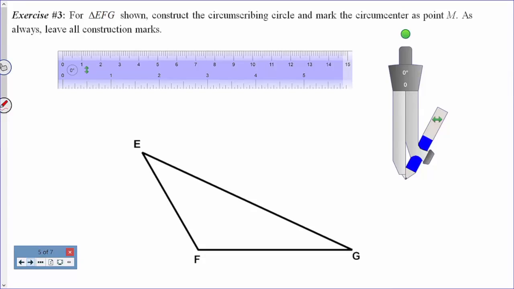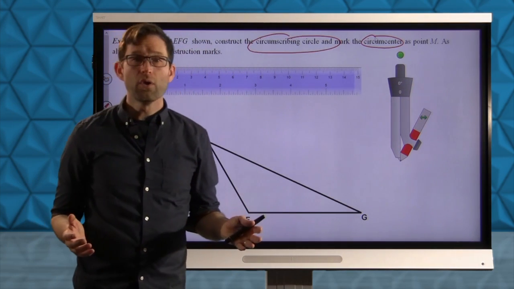For triangle EFG shown, construct the circumscribing circle and mark the circumcenter, there it is, that piece of terminology, mark the circumcenter as point M. As always, leave all construction marks. All right, well, let's see what you remember.